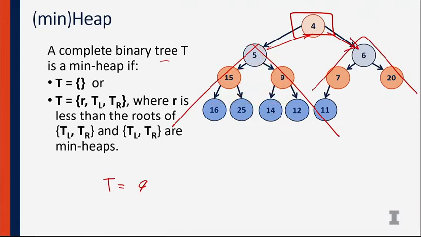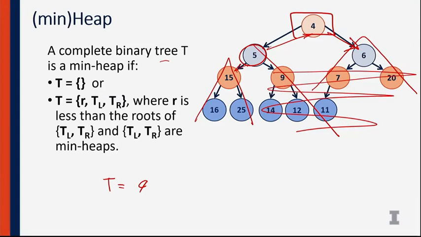And this, of course, applies recursively. So everything on the left child of 5 is going to be greater than 5, not caring about anything else in the tree itself. All we care about is this local property that the parent is going to be smaller than all of its descendants.